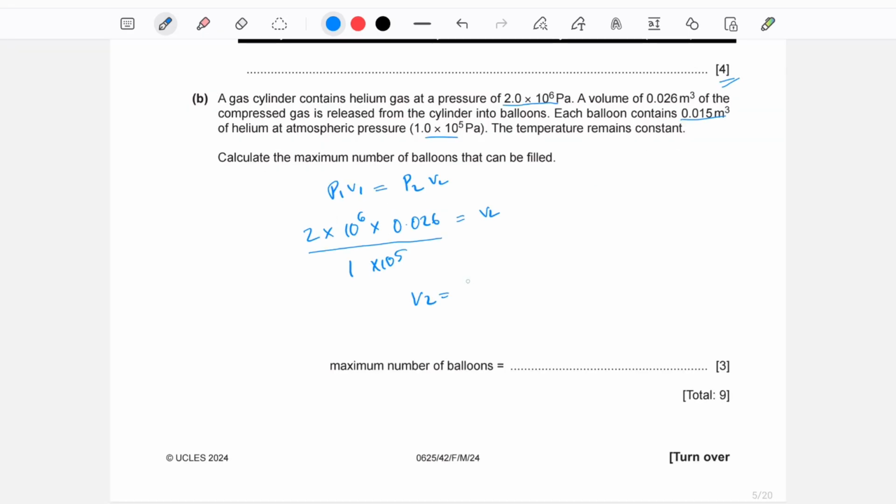V2 would be 0.52, and we know that one balloon is 0.015 meter cube and 0.52 meter cube would be X balloons. We can use this to figure out the number of balloons that can be filled. So X would be equal to, and that would give us 34.66. That would be 34 balloons.